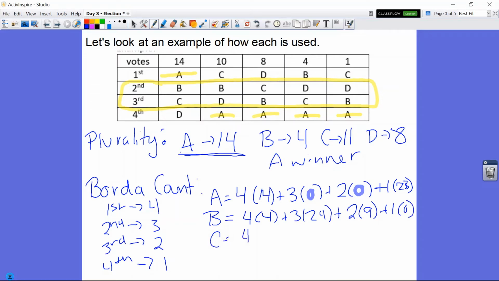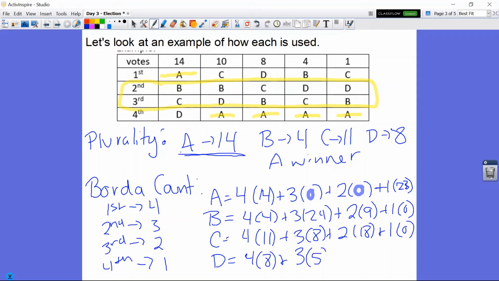C is going to be in first place 11 times, in second place 8 times, in third place 18 times, and in fourth place, never. And then finally, D is going to be in first place 8 times, in second place 5 times, in third place 10 times, and in last place 14 times.